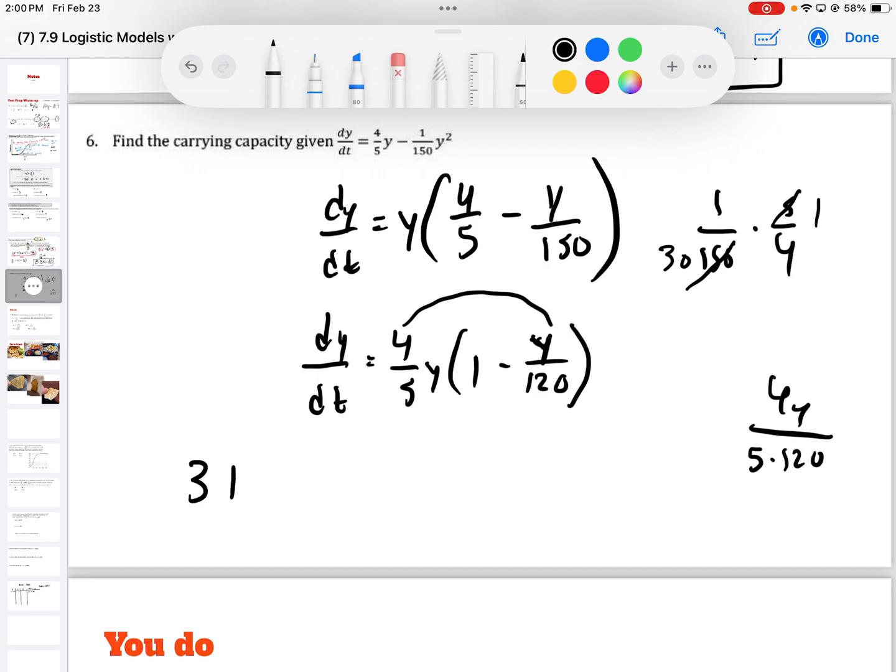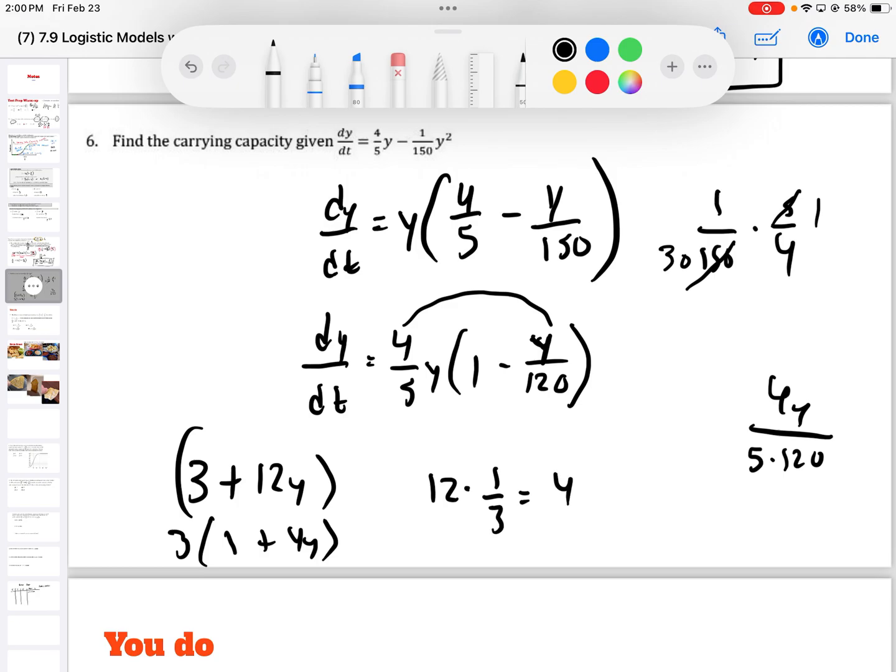So this is what I was saying a second ago. If I divided that by 3, okay, pretend it's a fraction. Instead of dividing by 3, I can multiply by 1/3. So 12 times 1/3 gives me the 4.